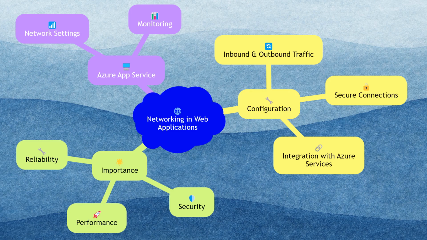Networking is a critical component of any web application. Properly configured networking settings ensure that your app can communicate securely and efficiently with other services, databases, and users. In Azure App Service, networking settings can be configured to control inbound and outbound traffic, secure connections, and integrate with other Azure services. Understanding these settings is essential for maintaining the performance, security, and reliability of your application.